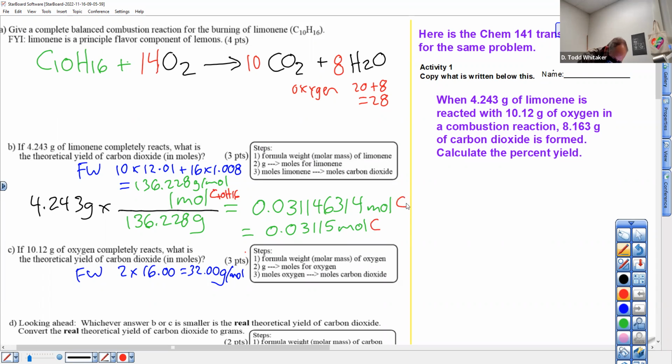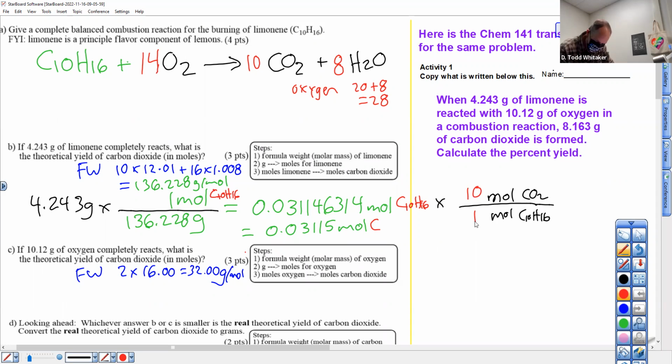C10H16. Well, we should do it here, right? C10H16. And then I'm going to do a conversion to get rid of C10H16. Mole C10H16. And we're talking about what is the theoretical yield of carbon dioxide? I need moles of CO2. Hey, that's a relationship between moles of substance A and moles of substance B right there. Where do I get the numbers? Coefficient. CO2 has a big 10 in front. C10H16 has a 1 in front.